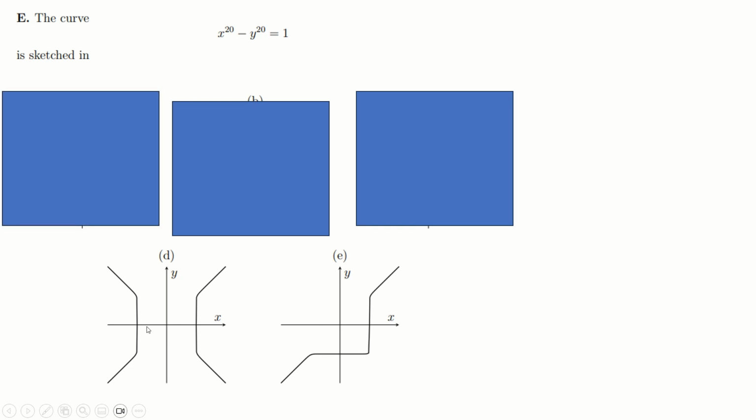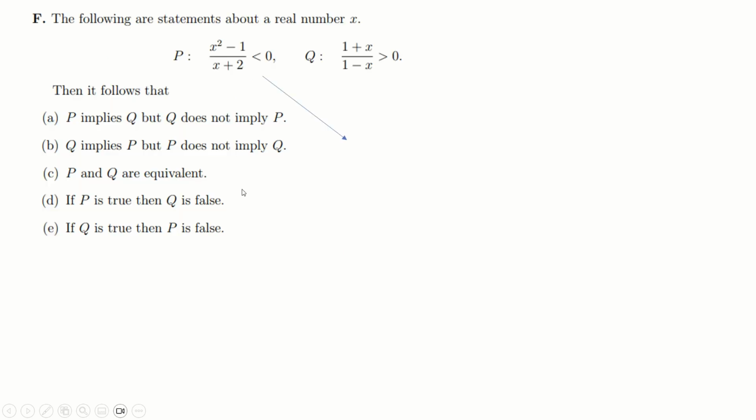What's the only difference between these two? Well, does it go through minus 1, 0? Well, minus 1 to the power 20 is 1, minus 0 is 1, so it does, which this one doesn't, so that can't be the answer. The answer is D. Nice and straightforward.